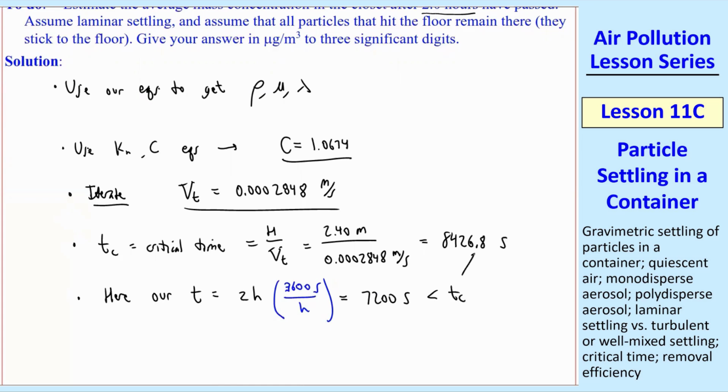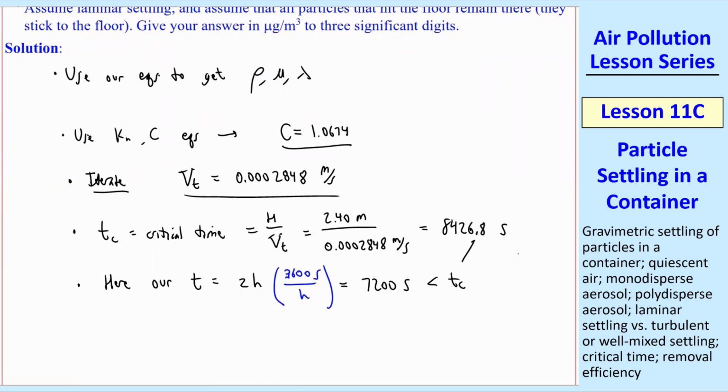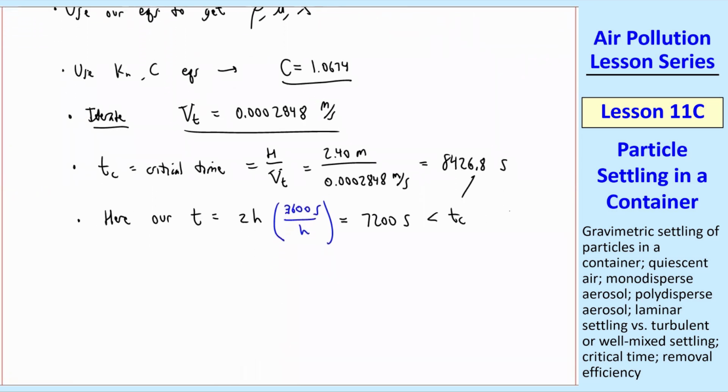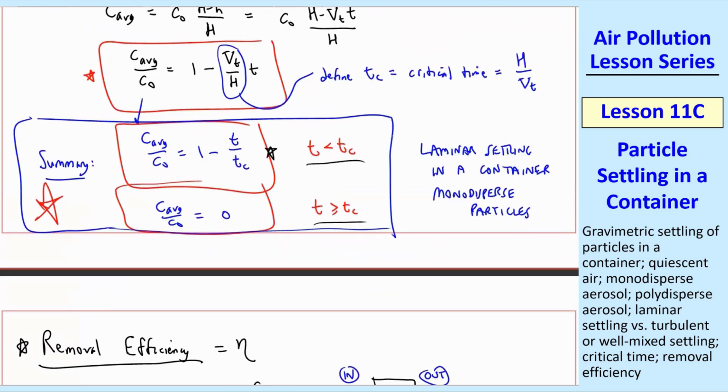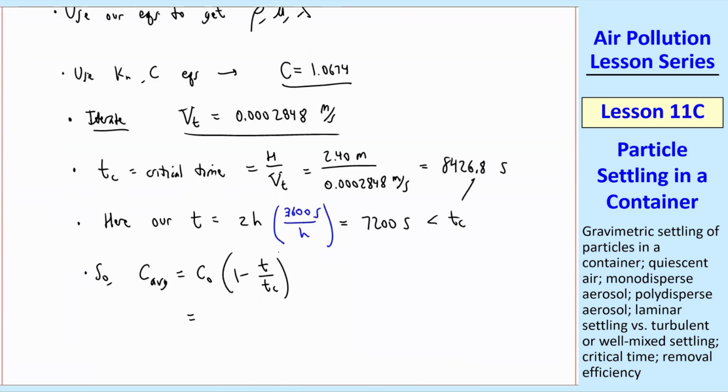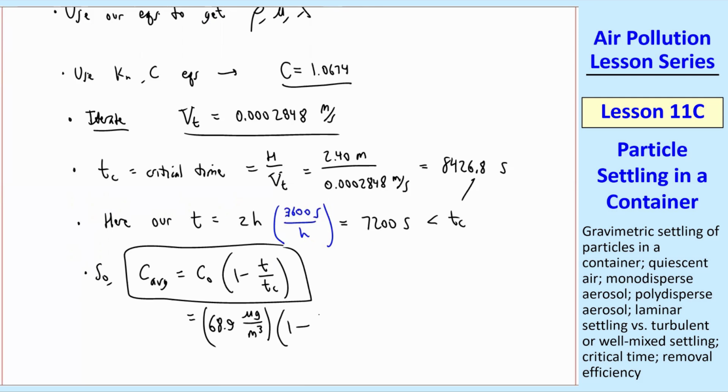If it were greater than tc, our answer would be 0. We'd have no concentration because the air would be perfectly clean. So here we're going to use the top portion of this equation. We'll actually use this one because we're after the average concentration, not the efficiency. So this is the equation we use, and I plug in the numbers and their units. The initial concentration was given as 68.9 microgram per cubic meter, and then we have 1 minus the ratio of these two times. I'll put both of them in seconds, and I got 10.0 microgram per cubic meter as my answer.